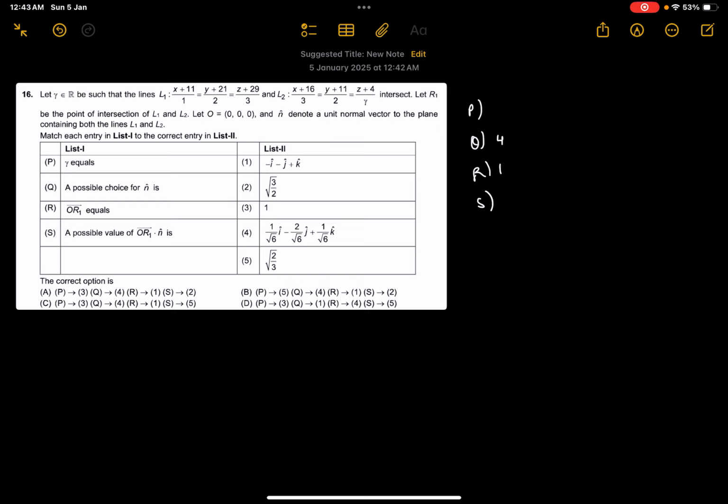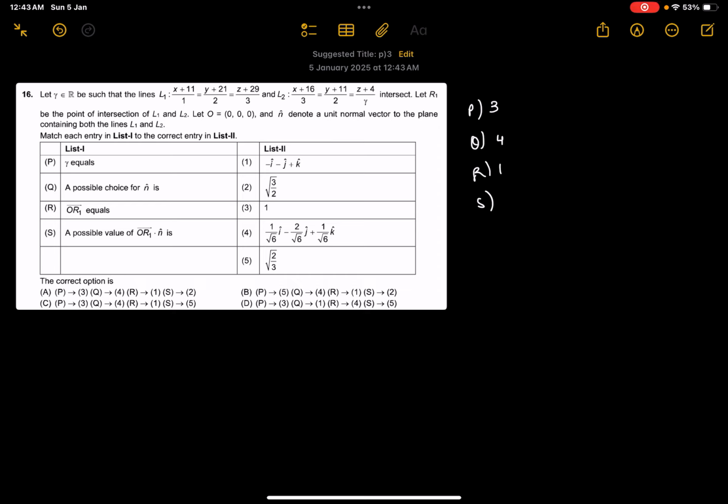So I know that -1 comma -1 comma 0 should lie on L2, and in fact -1 plus 16 by 3 is 5, -1 plus 11 by 2 is 5. So gamma should be 1. So 3 4 1, it does not give us the answer.